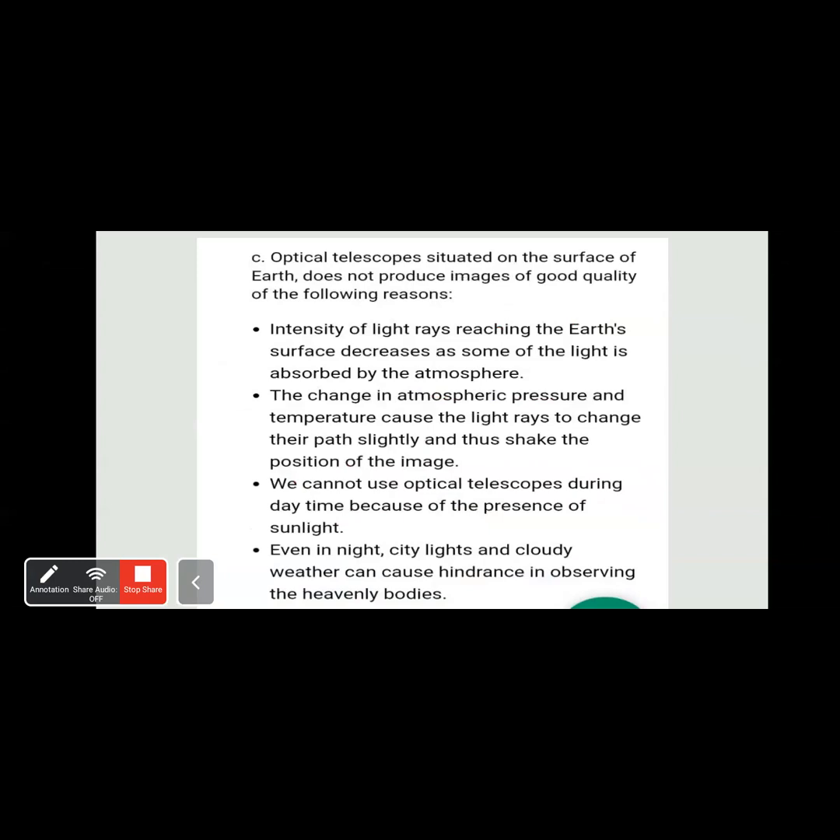Now next, why are optical telescopes located at uninhabited places on mountains? So why should the optical telescope be there? This also we have already done in question number 3.